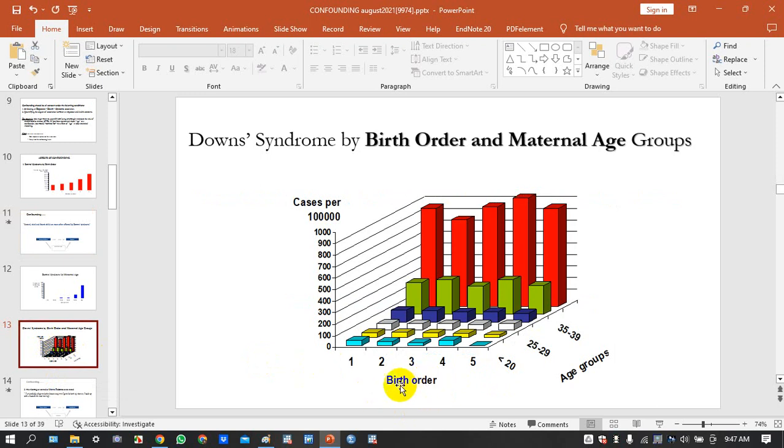When we took the birth order, first child is not at risk, the second child, third child is at risk, fourth child is at risk. Looking at the birth order, it's not really affected. Look at it, 1, 2, 3. Look at their level. They are not high. The green is not so high. Even the fifth one is very low.